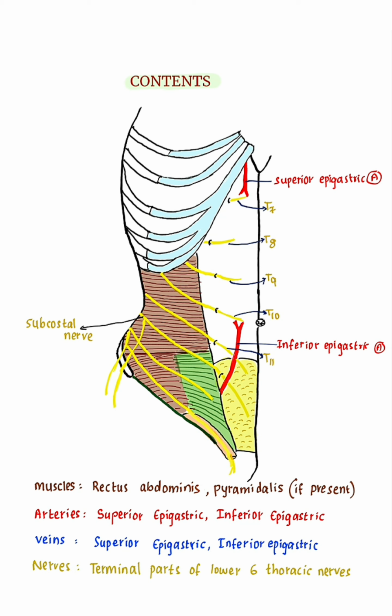Nerves: terminal parts of lower 6 thoracic nerves. You can see the terminal parts of lower 6 thoracic nerves: 7th thoracic nerve, 8th, 9th, 10th, and 11th thoracic nerve. 12th thoracic nerve is known as subcostal nerve.